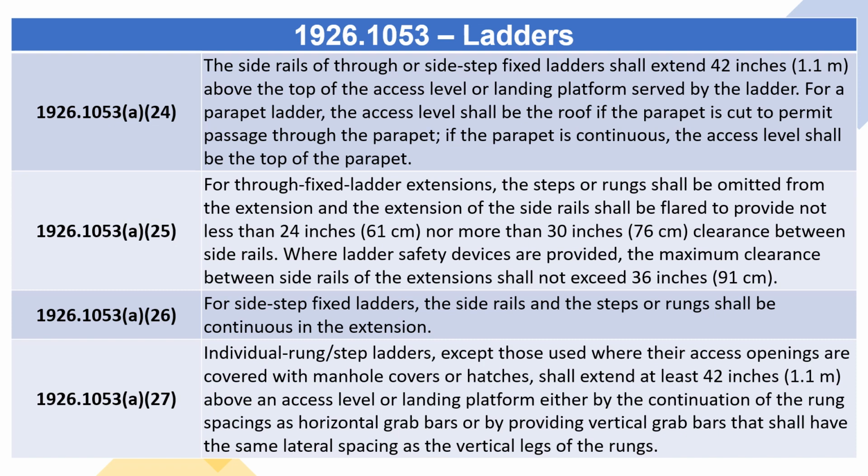1926.1053(a)(26). For sidestep fixed ladders, the side rails and the steps or rungs shall be continuous in the extension. 1926.1053(a)(27). Individual rung/step ladders, except those used where their access openings are covered with manhole covers or hatches, shall extend at least 42 inches (1.1 meters) above an access level or landing platform, either by the continuation of the rung spacings as horizontal grab bars or by providing vertical grab bars that shall have the same lateral spacing as the vertical legs of the rungs.